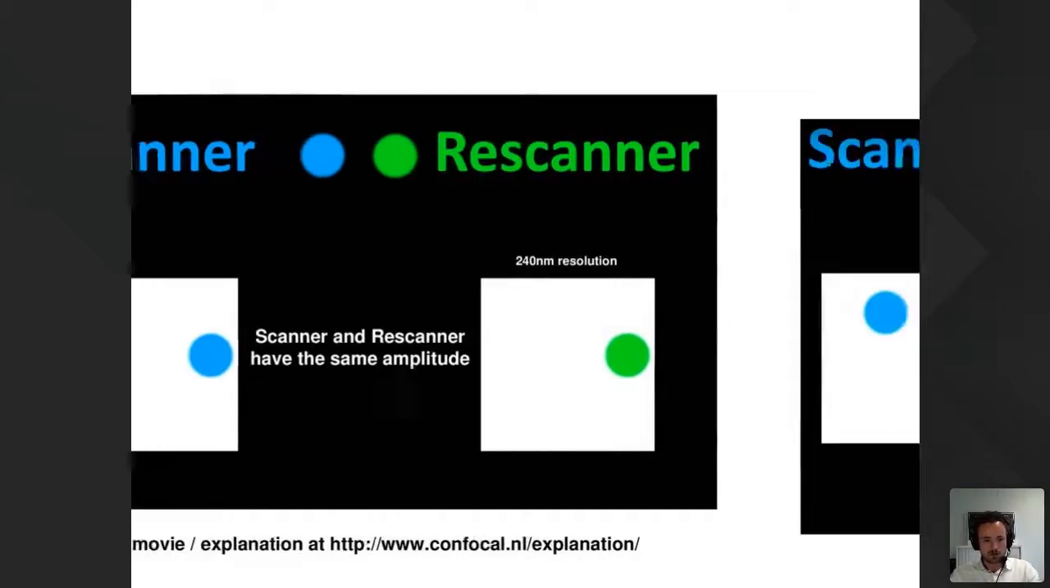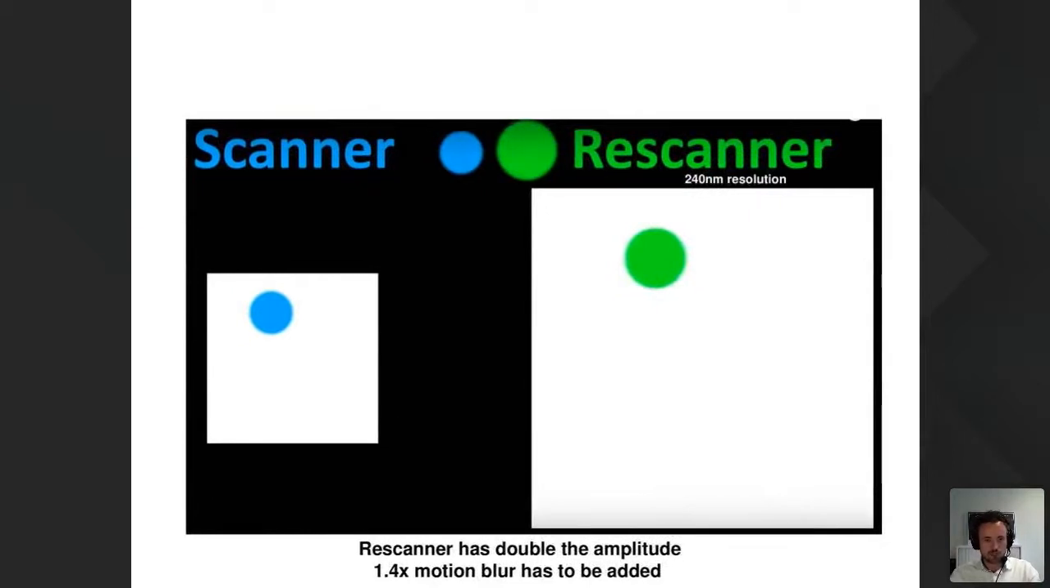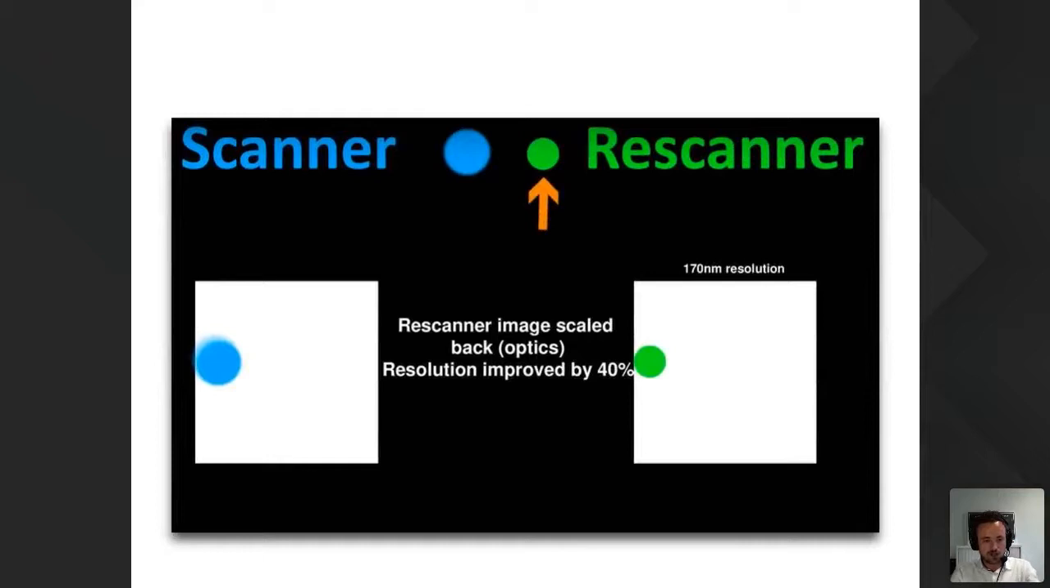But since we have two scanner sets, we can play with the angular amplitude of the rescanning mirror. So what we do here is we do a double sweep for the rescanner, and we can see that we have now four times the area to write over. This spot is still diffraction limited, and it has about 1.4 times the motion blur of the original laser scanning spot. And now we can use some optics to rescale this image back. So purely by using a lens, we can rescale the image back and obtain a resolution that is improved, namely 170 nanometers. So the resolution is improved by 40% simply by applying this scanning and rescanning technique.